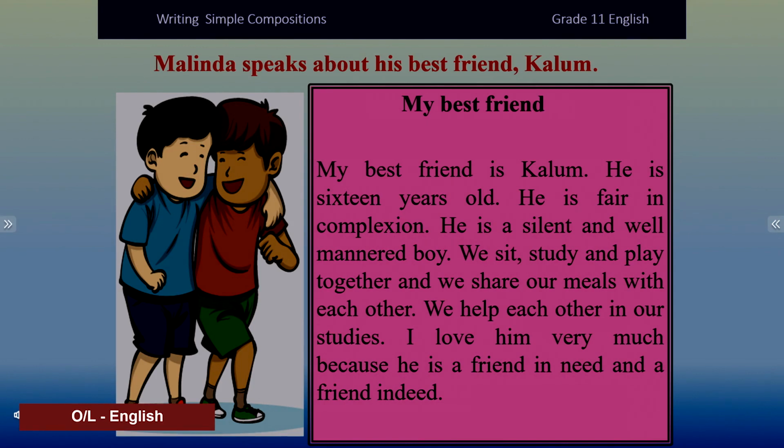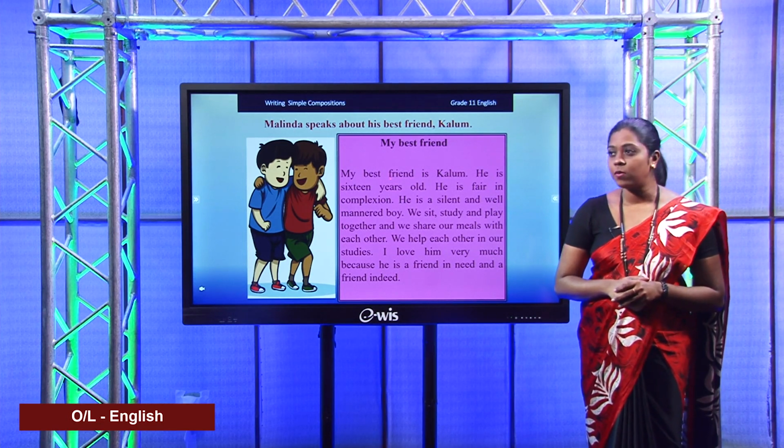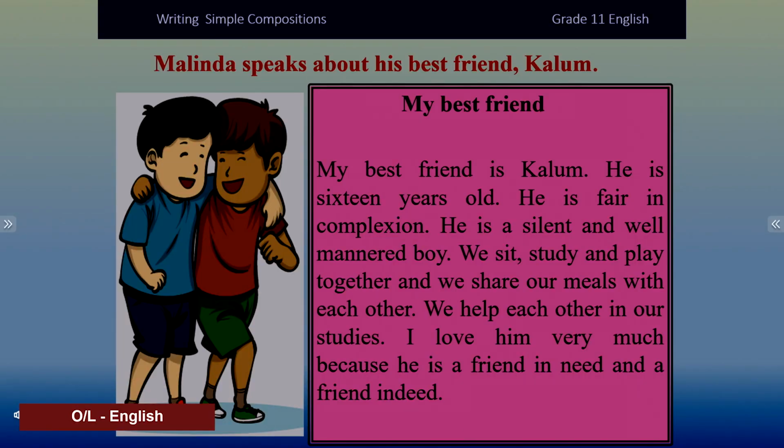Malinder speaks about his best friend Callum. When Malinder was asked to write about his friend Callum, this is what he has written. Shall we read it and see what information Malinder has included in this description? Observe very carefully. My best friend. My best friend is Callum.